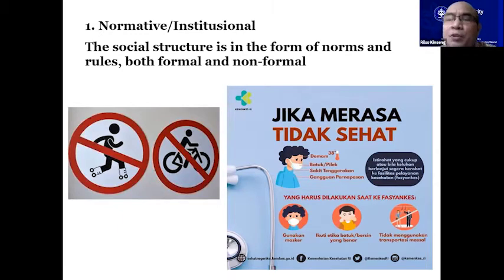So I think it is easy for you to remember: any rules that govern our behavior, any norms that govern our behavior, that is a social structure in the form of normative institutional, including the way we should conduct our lecture, our class, and whatever regarding the norms, regulations and rules. That is the first type, or normative institutional type of social structure.